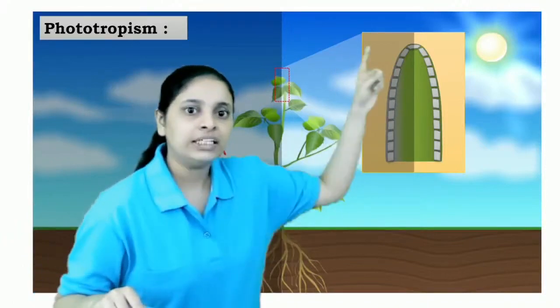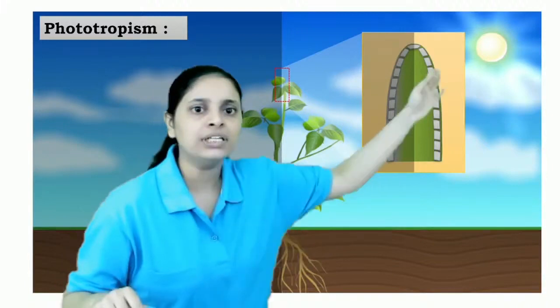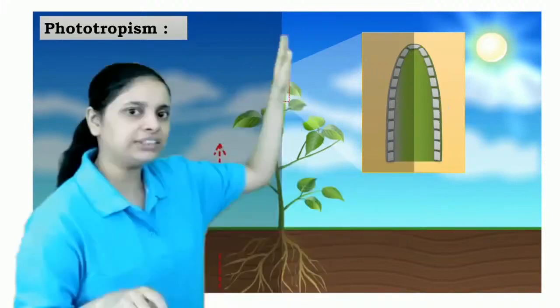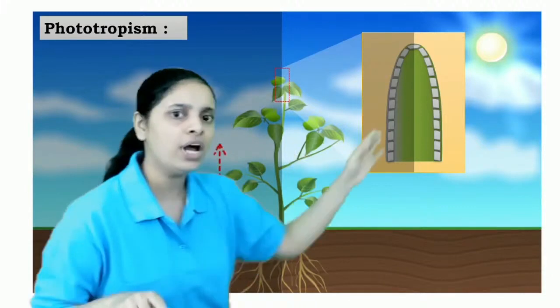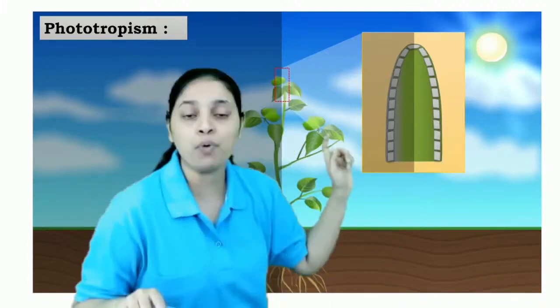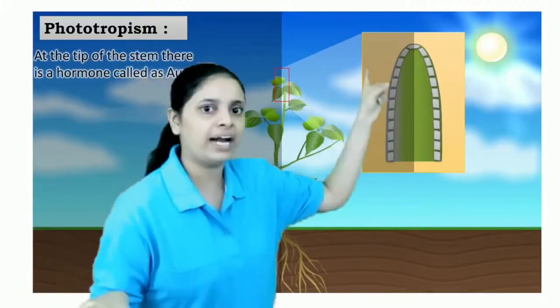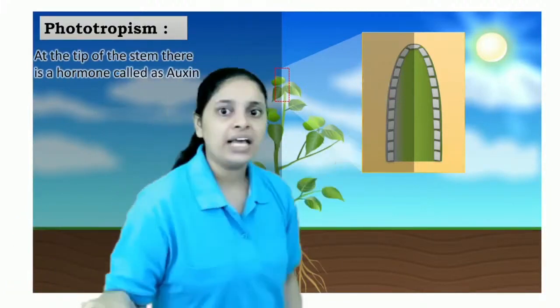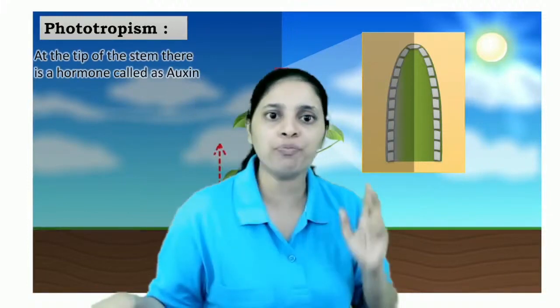Here you can see this shoot part is exposed to sunlight. Now this particular portion here is exposed to sunlight, but this particular side is not exposed to the sunlight. समझ में आ रहा है सबको? ये वाला part जो है ये sunlight को exposed है और ये वाला जो part है ये sunlight को exposed नहीं है. Now what will happen is, at the tip of the stem, there is a hormone called auxin. कौन सा hormone है? Auxin.